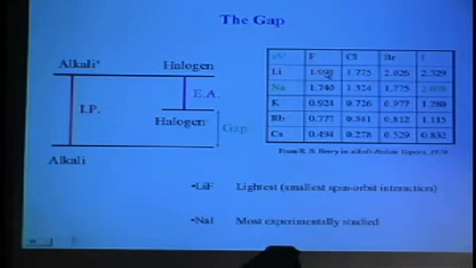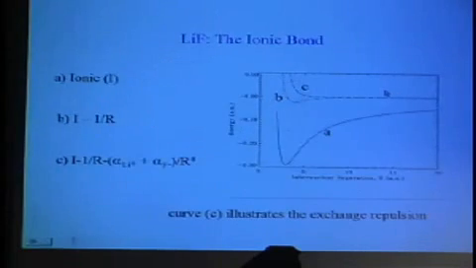Lithium fluoride, which is the lightest system, has the smallest relativistic spin orbit effects, and so it's simplest in many respects. And sodium iodide, which is heavier and has the additional complexity of a large spin orbit interaction. Both of them have about 2 electron volt gaps. So let's start with lithium fluoride.